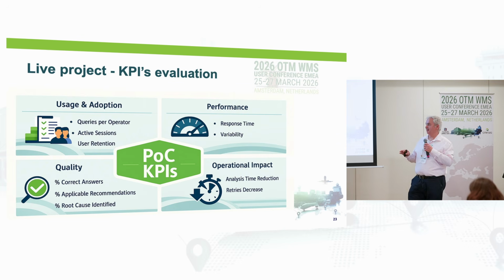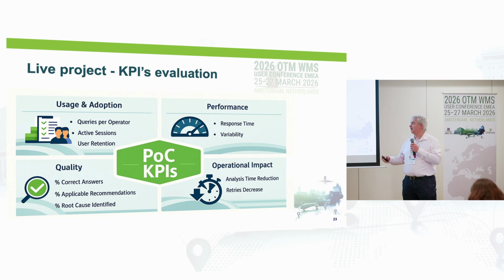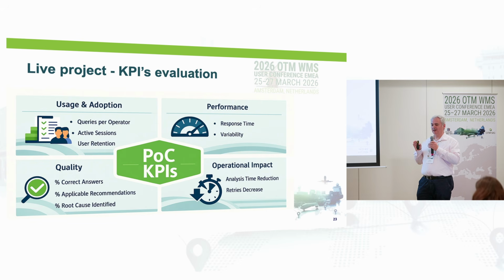Also, the way that we are measuring this is this. We will try to view how many queries an operator makes to the system, how many active sessions we have, the user retention. Also, the response time and the variability. This means that we need a response time that is helpful, that is not taking too much time. We know that this, for example in the bulk plan, depends on how many orders you have and so on. Regarding the variability, we have been narrowing the system so that we don't have variability. We have a more deterministic way.